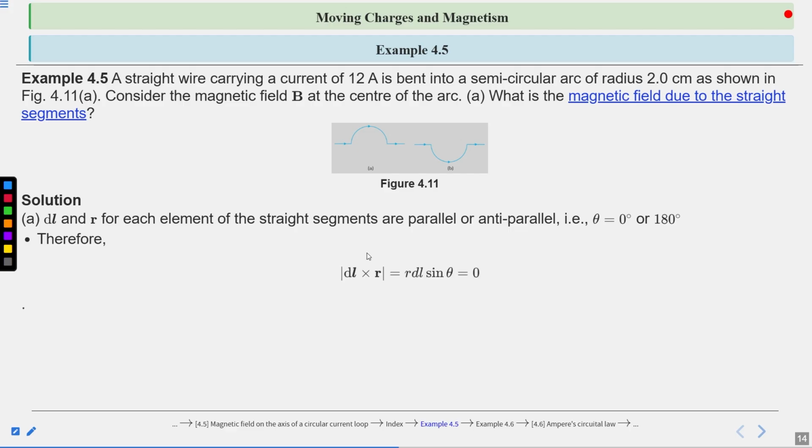Therefore, the magnitude of dl cross r will be r dl sin theta, and if theta is 0 degrees or 180 degrees, then this term will become 0, because sin 0 and sin 180 are 0. So straight segments do not contribute to B. So in this diagram, only this arc, the semicircular loop, will contribute to the magnetic field. These straight conductors are not contributing to the magnetic field.